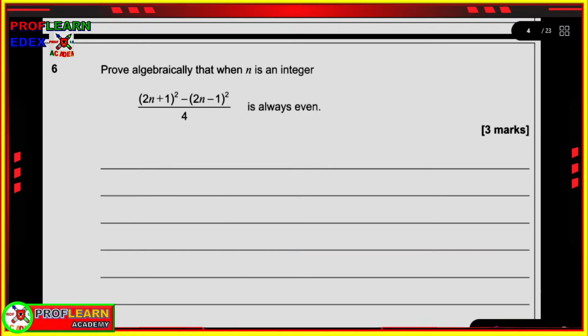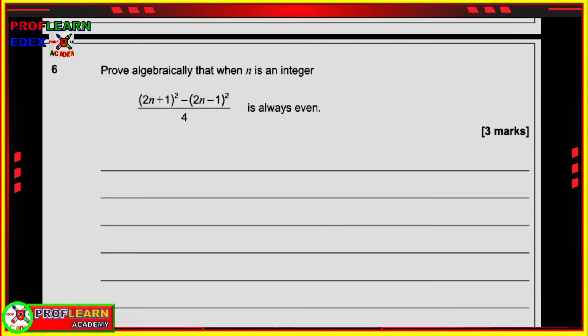Next, we are supposed to prove algebraically. What class is this? This is year 11 further math. If you are taking AQA further math, this is the lesson that we are having today.